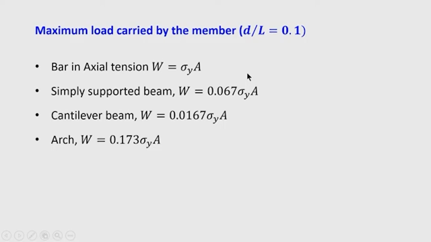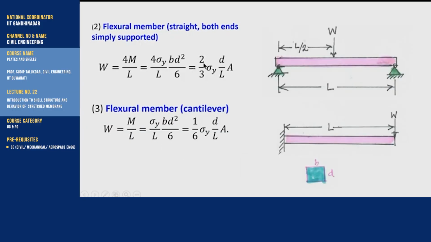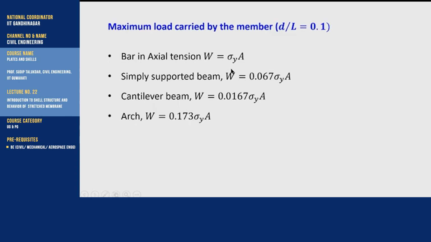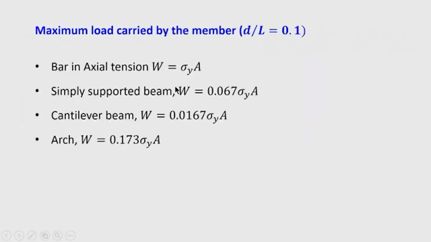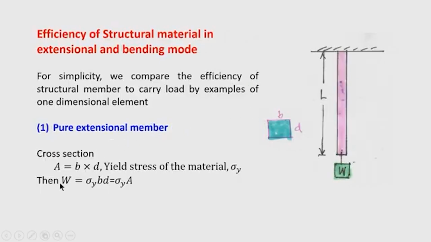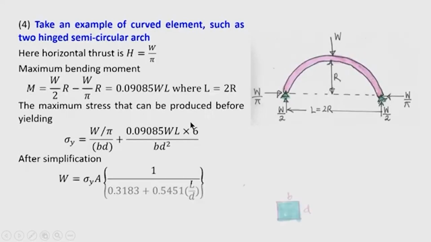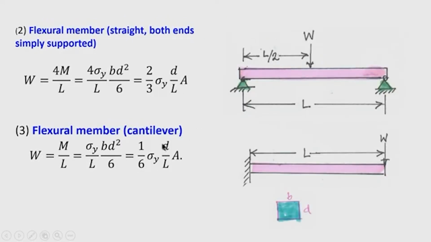Then, if we compare the load carrying capacity of different members, first, for the simply supported beam, the load carrying capacity is 0.67 into D by L, we have taken 0.1, and the area is B D. So, ultimately we have tabulated it as 0.067 sigma y into A. Now, for a bar in axial tension, that is our first element, we got directly that W is equal to sigma y into A. For the cantilever beam we got 1 by 6 sigma y, D by L now we put as 0.1, and A is the area of the cross section.